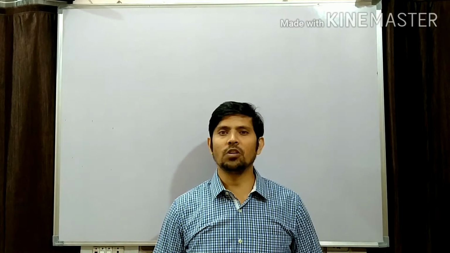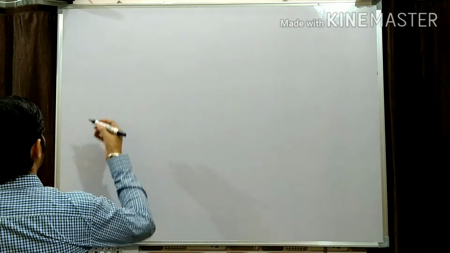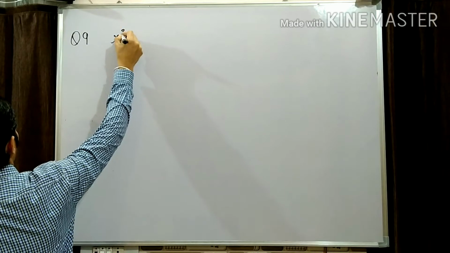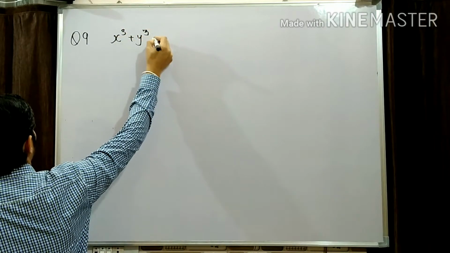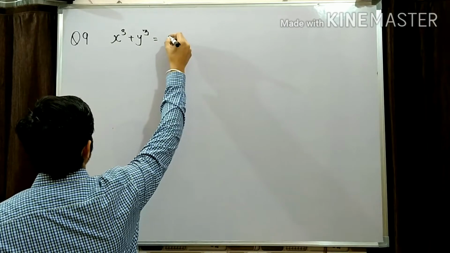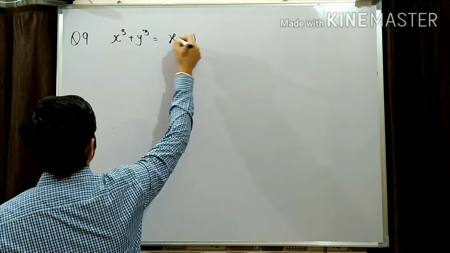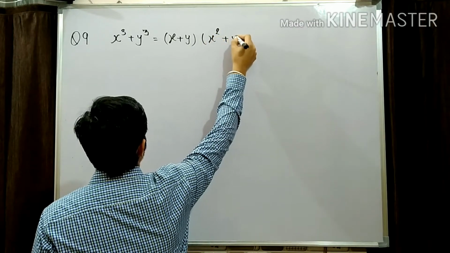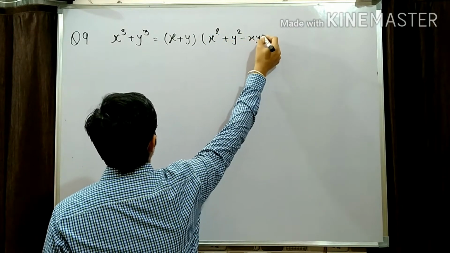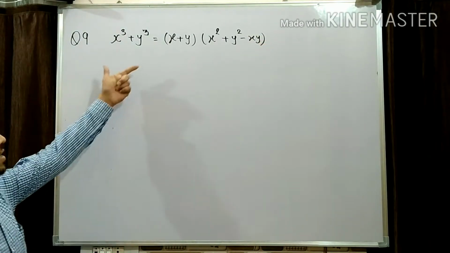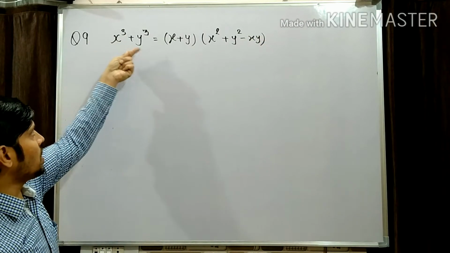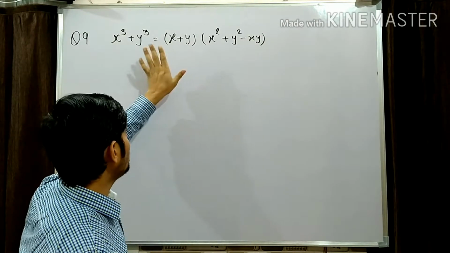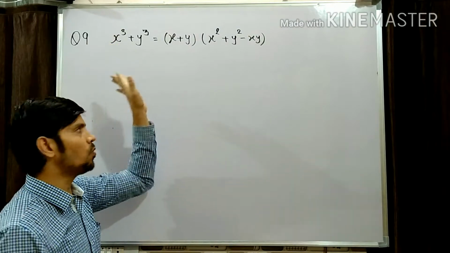So let's start with question number 9. This is a very important theorem. x cube plus y cube equals x plus y in one bracket, x square plus y square minus xy. This is a very simple identity. x cube plus y cube equals x plus y into x square plus y square minus xy, and we have to prove this. We are going to prove this identity.